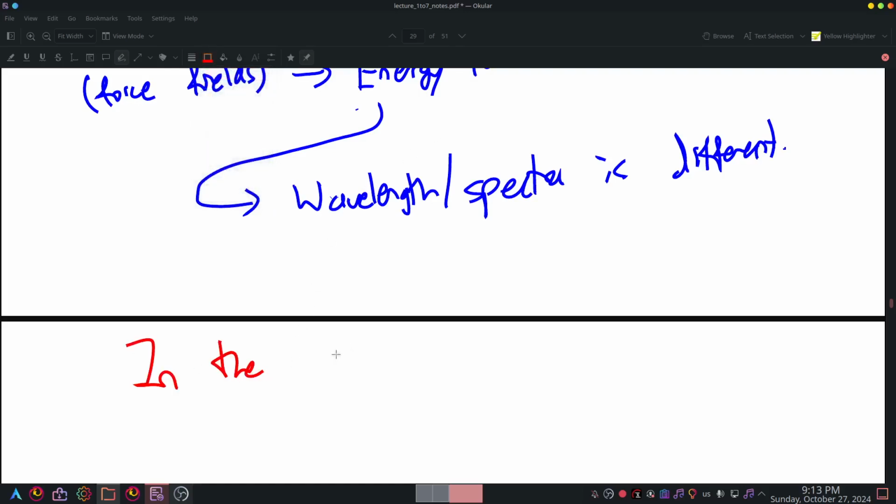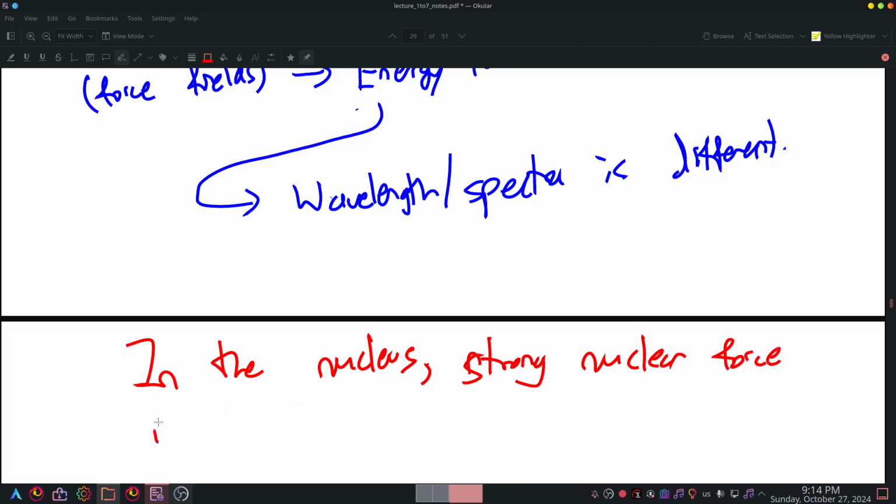In the nucleus, okay, the strong nuclear force, we call this a strong nuclear force. Why is it called a strong nuclear force? Because there's a weak nuclear force as well, but we have not gone into that yet. Okay, so in the nucleus, the strong nuclear force is easily 1 million times stronger. Okay, so this is 10 to the 6.